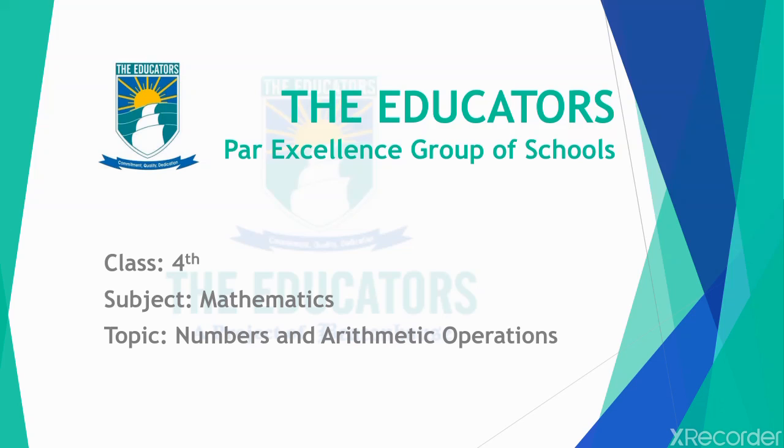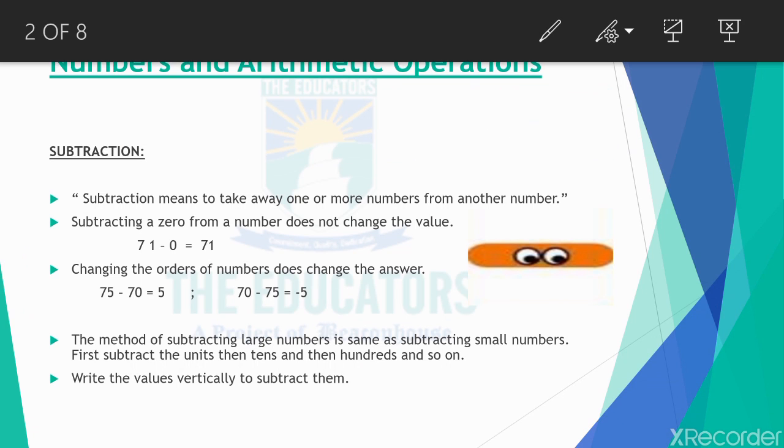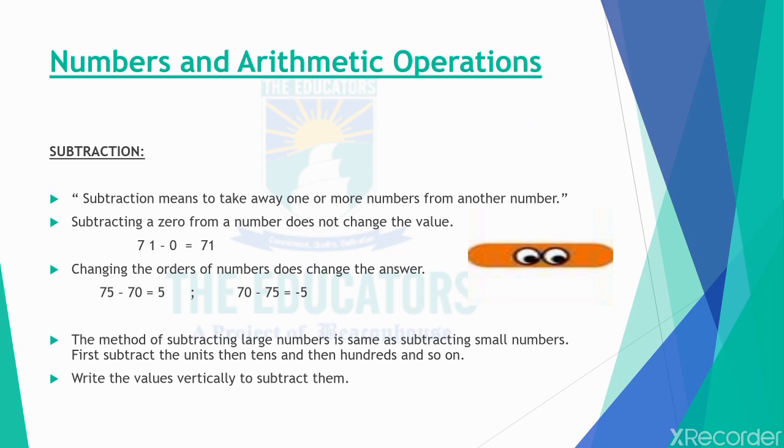Today we are going to discuss numbers and arithmetic operations. In our last lecture we talked about addition. This time we are going to discuss subtraction. Now let's read the definition of subtraction. Subtraction means to take away one or more numbers from another number.